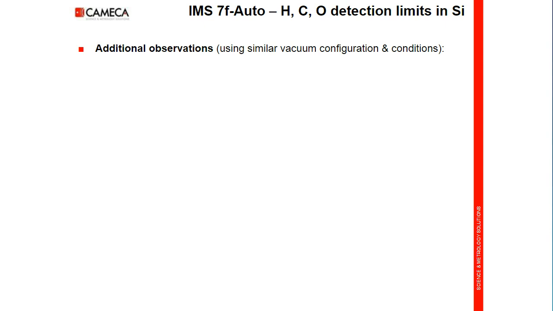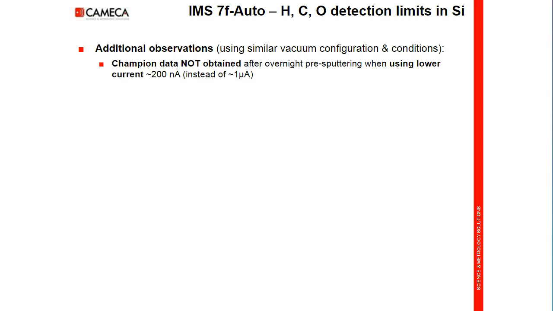The champion data, best detection limits, are obtained on the sample that remained in the analysis chamber overnight. This is probably because during pre-sputtering, a clean layer is deposited on the surface of that particular holder. The detection limits were similar for the samples in the three holders that stayed in the storage chamber, float zone 4, 5, and 6, except for one data set that was excluded.